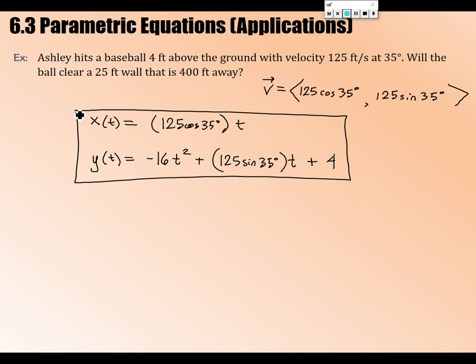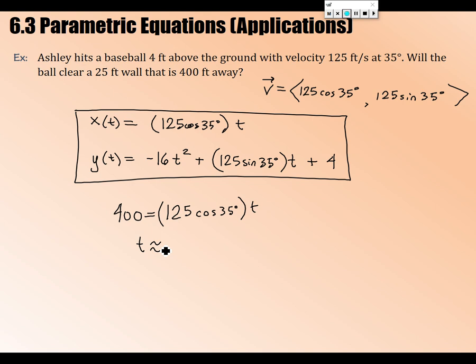The next question says, will the ball clear a 25-foot wall that's 400 feet away? So how do we analyze that, though? It's an interesting question. My first question would be, when is the x-coordinate 400? Do you see that? I don't know if that will help us, but I do know that that will be an easy question to answer. Do you see that we could easily answer when will the x-coordinate of the ball be 400? So we'll figure out what that is if someone has a calculator. And then what will we do once we know that? That is the time at which the x-coordinate is 400.